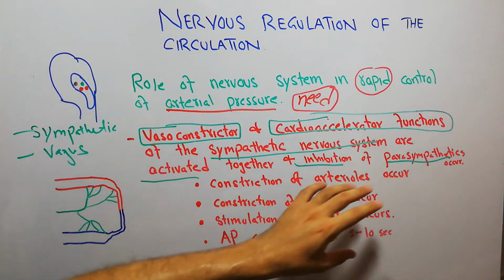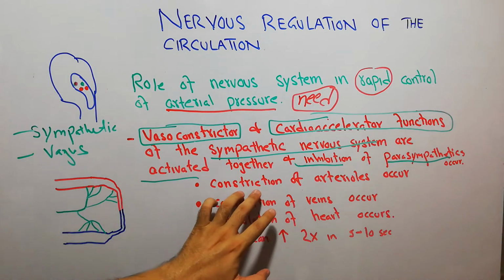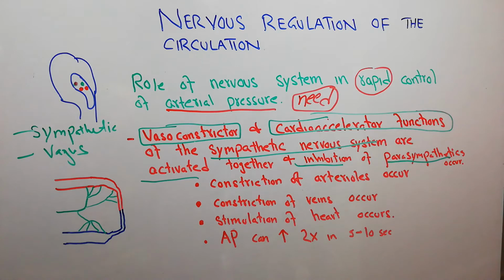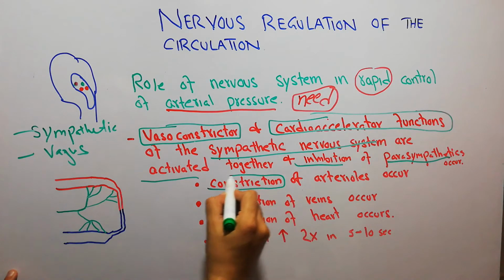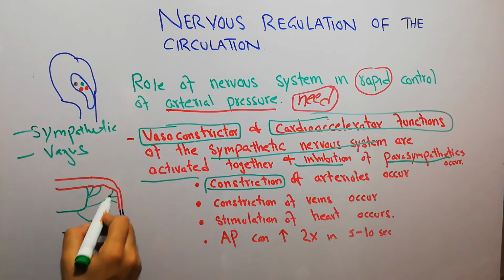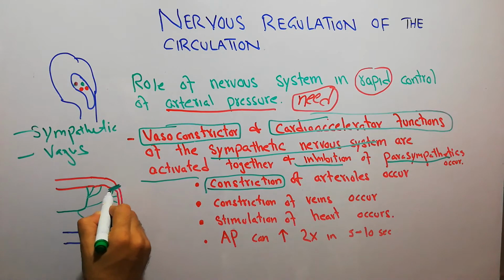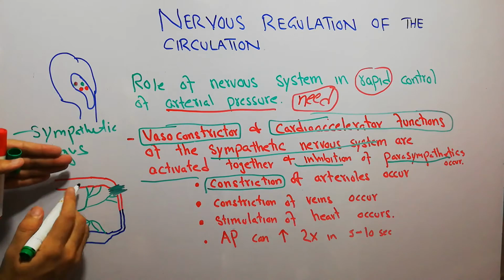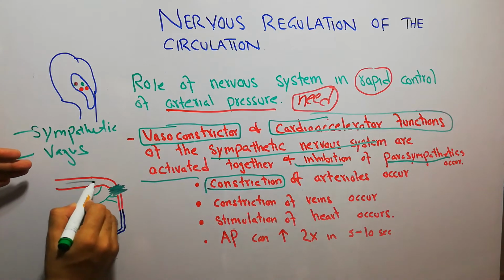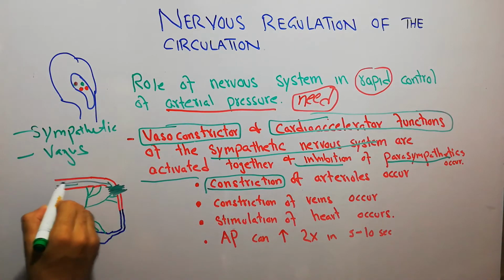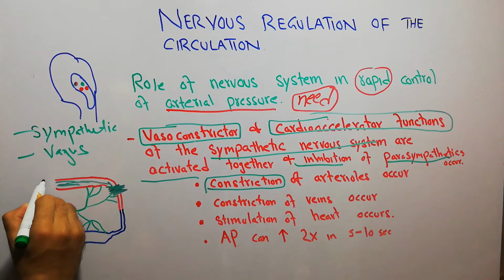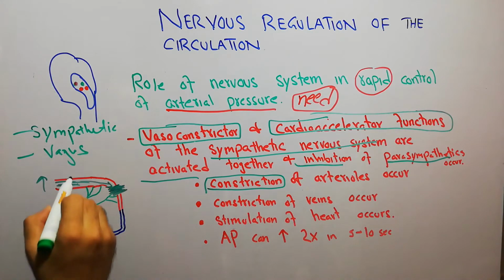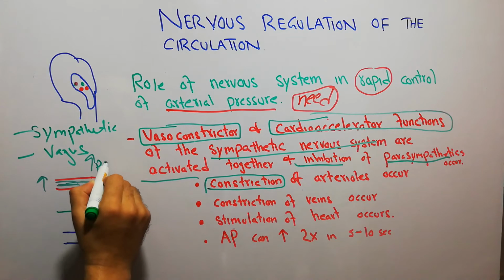When these changes occur, it leads to constriction of the arterioles. So here we have the arteries and here we have the arterioles. This area gets constricted. When these areas get constricted, pressure develops because blood cannot flow easily. So blood starts accumulating here, so pressure builds up. Or it leads to an increase in preload.